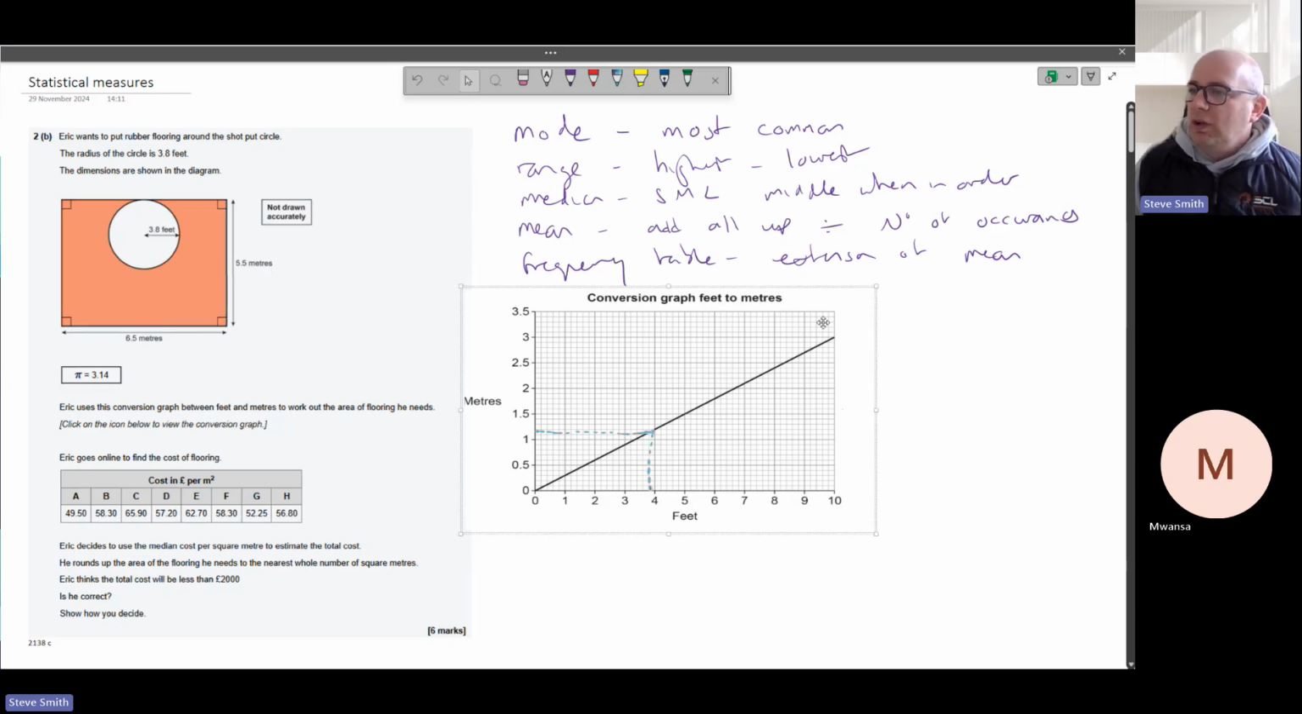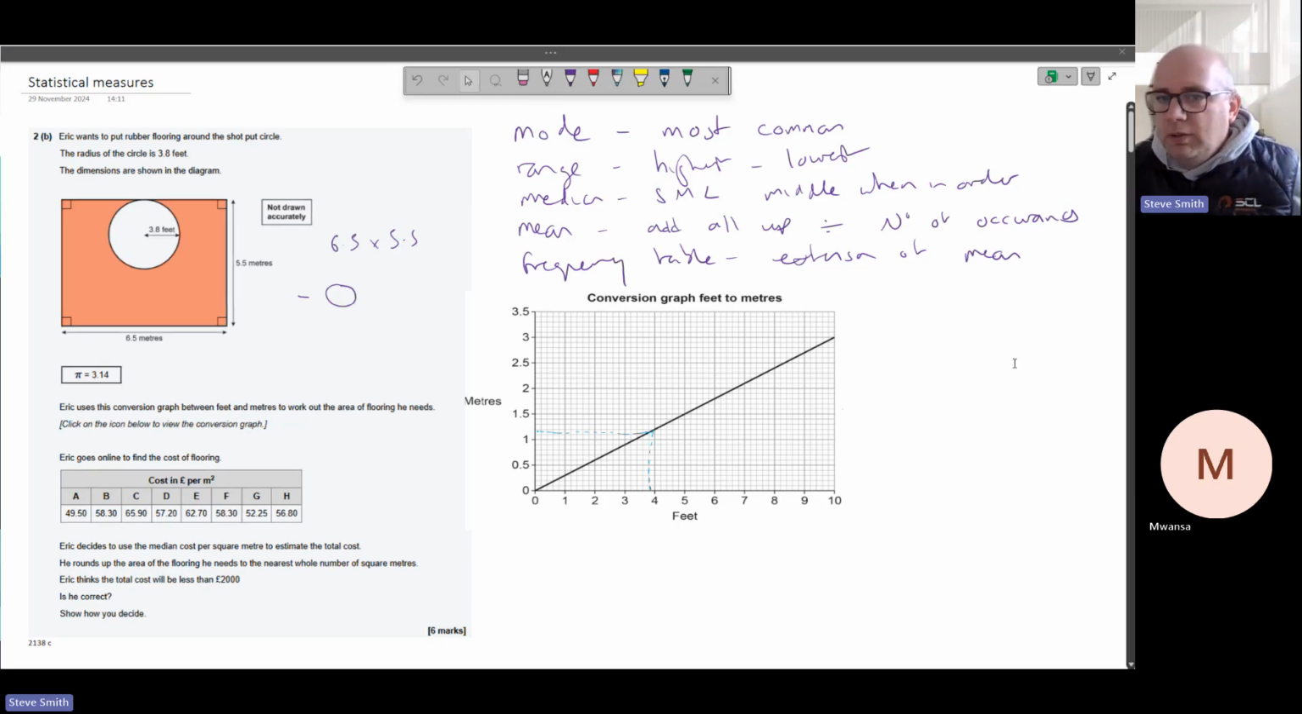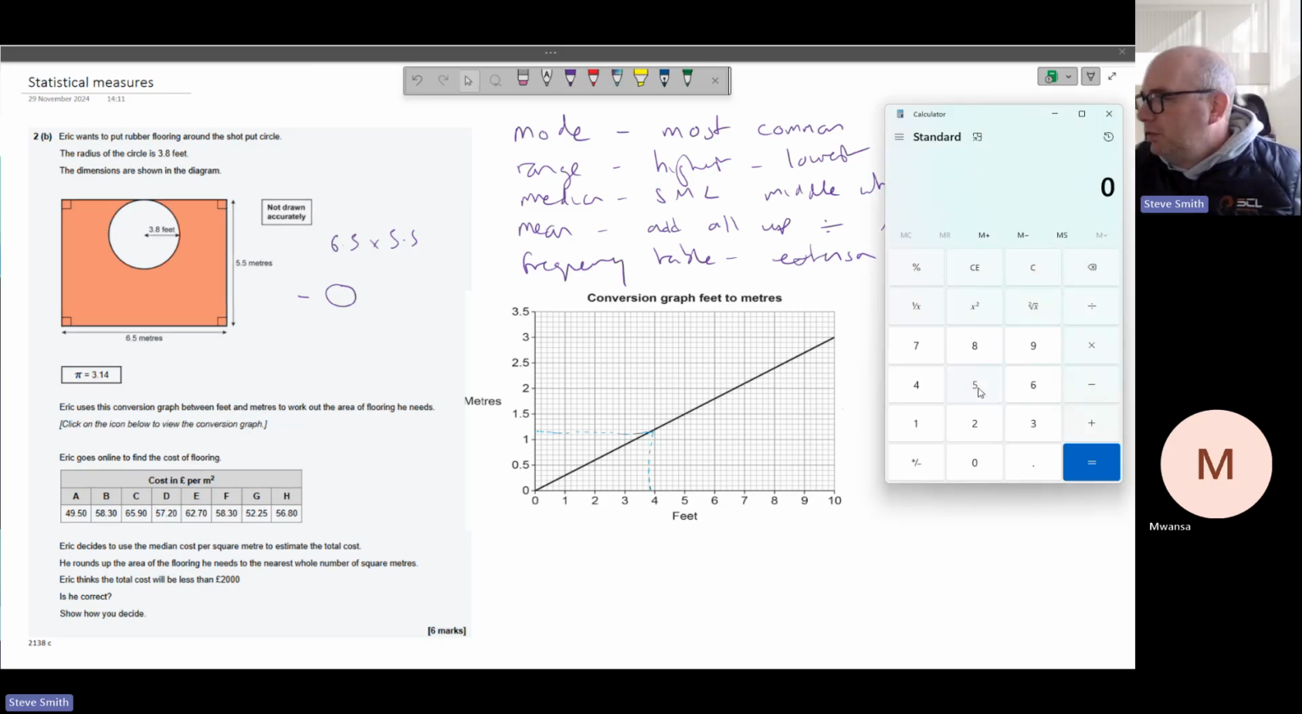So the full square we've got here is 6.5 times 5.5. And then we're going to take away the circle, but we'll work out the circle area in a second. So what we'll do first is 5.5 times 6.5. So that's the full area of the orange bit, if the circle wasn't there. So we've got 35.75.